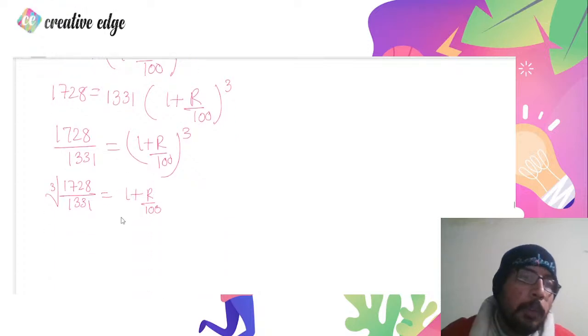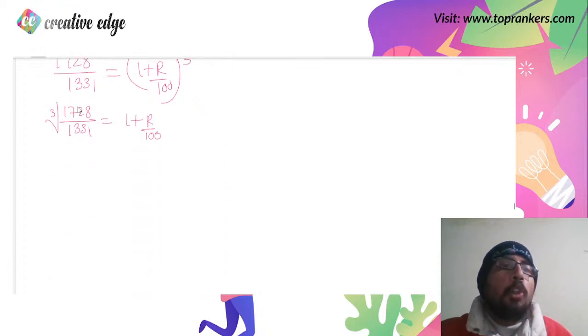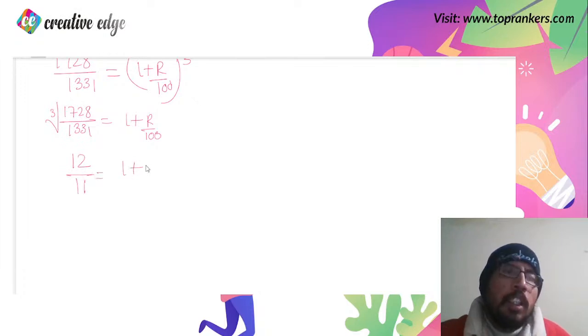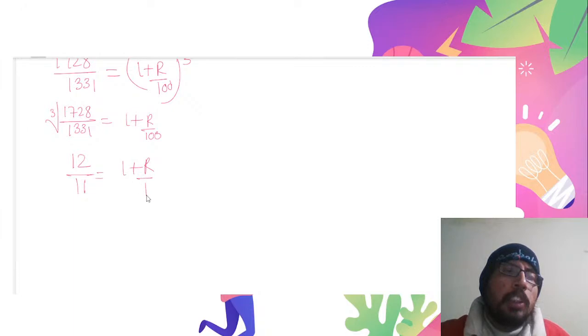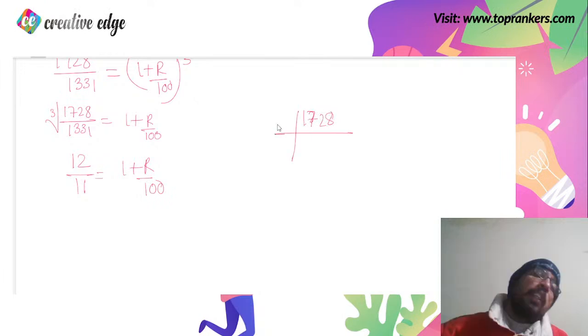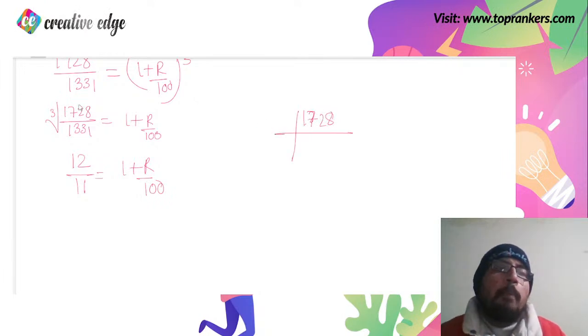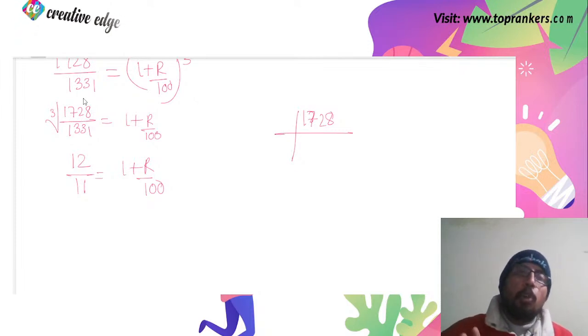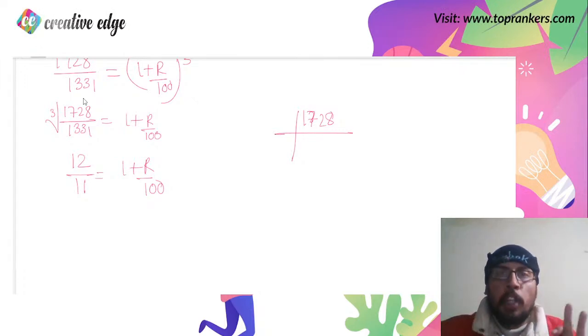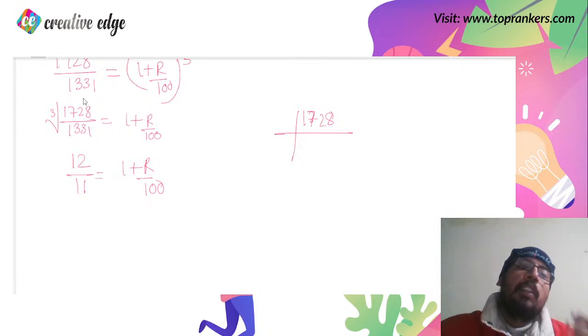So cube root of 1728 is 12, cube root of 1331 is 11. Now some of you may be thinking how did I find this so quickly? Basically one of the approaches is prime factorization, that you do prime factorization of 1728. This is one approach. The second approach is that you remember the cubes of numbers. I always recommend to my students that you should be remembering cubes from 1 to 20 and square roots up to 30, right?